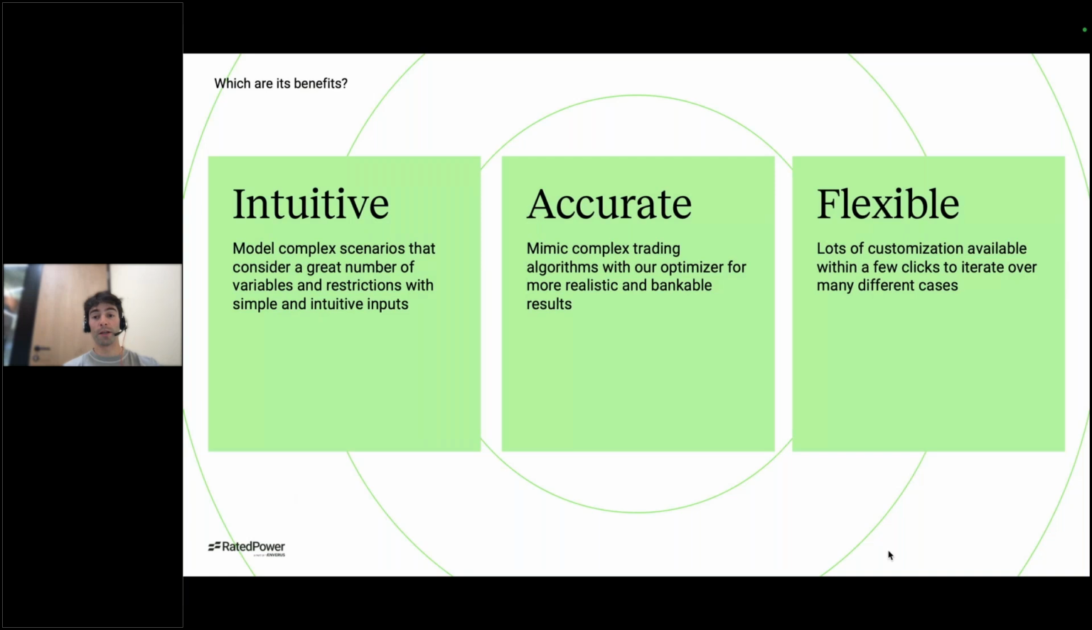And last, it's a flexible solution because you have lots of customization available within just a few clicks. You can define the different energy prices, the different cycling, and all these variables that define your use case or your case scenario, and then iterate over and over until you find the one that best suits your needs.